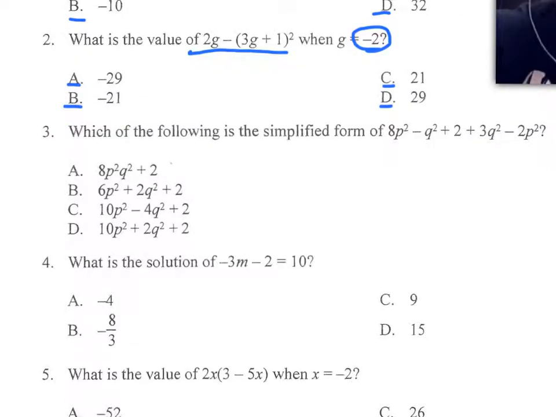Okay, for number 3, which of the following is simplified? So you've got this expression here, 8p squared minus q squared plus 2 plus 3q squared minus 2p squared. So how does that simplify? Combine your like terms. Watch your signs. Okay. We'll take a look at A, B, C, and D here. Which one do you get when you simplify it?